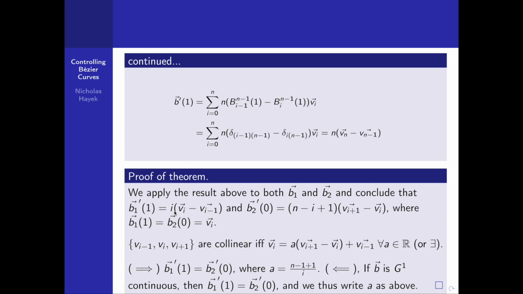And it works vice versa as well. If you assume that they are collinear, then you can prove it for all a, and in particular you can prove it for the ratio of these two coefficients, and you're good to go. And so now we have a fix, in essence, for the problem of the cusp.